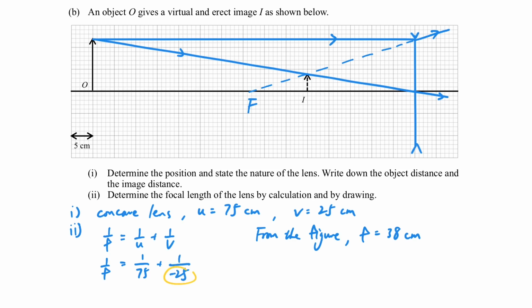So why is v negative 25? Because it is a virtual image, so make sure you substitute negative 25 so you can get the correct answer, which is negative 37.5 cm. Why should it be negative? Because this is a concave lens, so the focal length of the concave lens is negative when we use the lens formula.